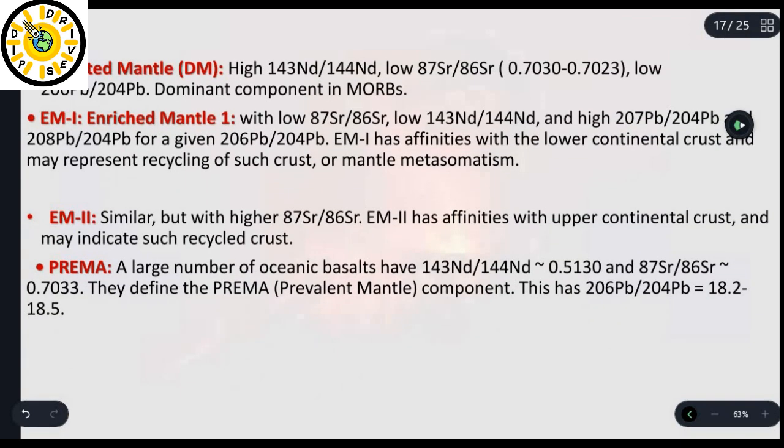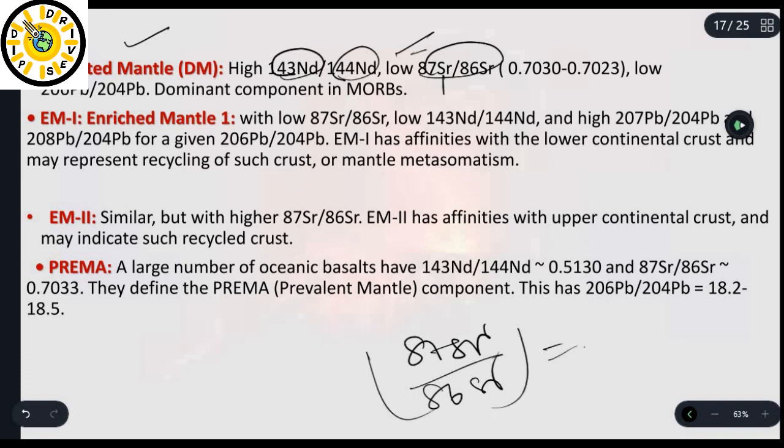So see, the depleted mantle has high 143Nd/144Nd and low 87Sr/86Sr ratio. The depleted mantle will have a low 87Sr/86Sr ratio. So it is nothing but literature and the experiment. Enriched mantle 1 will have a low 87Sr/86Sr ratio. Similarly, enriched mantle 2 will have a higher 87Sr/86Sr ratio, on the higher side.